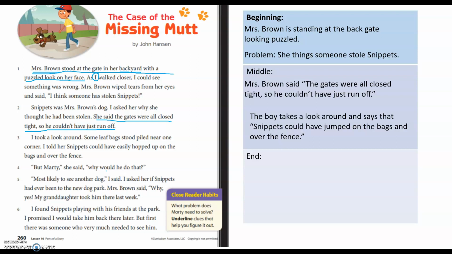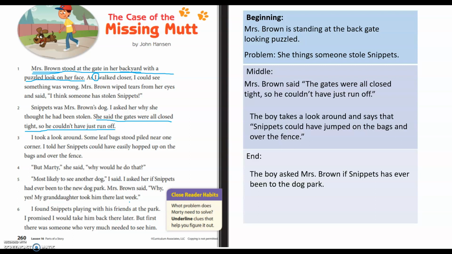"But Marty," she said, "why would he do that?" "Most likely to see another dog," I said. I asked her if Snippets had ever been to the new dog park. Mrs. Brown said, "Why, yes, my granddaughter took him there last week."